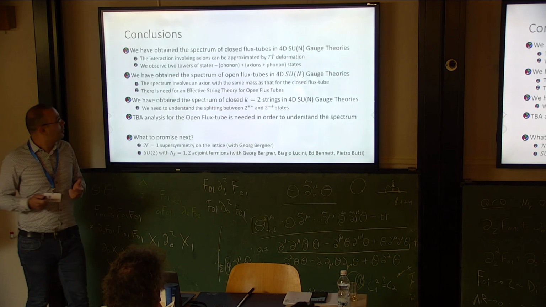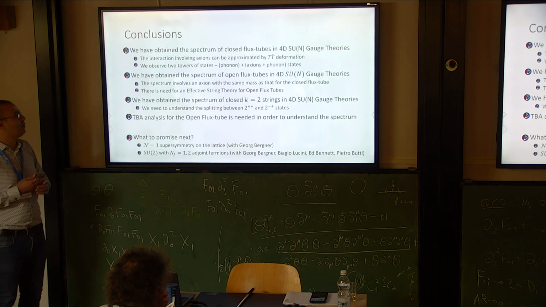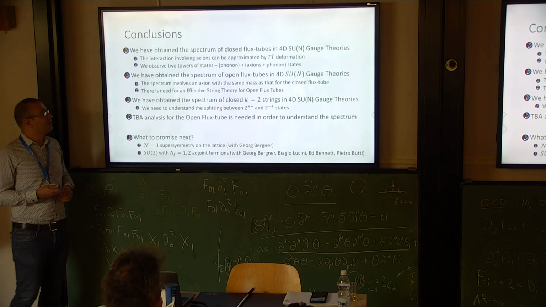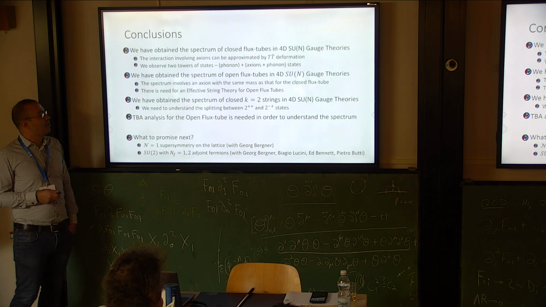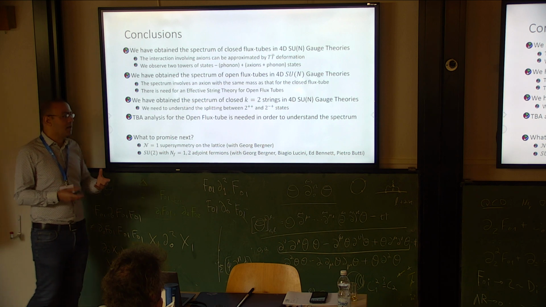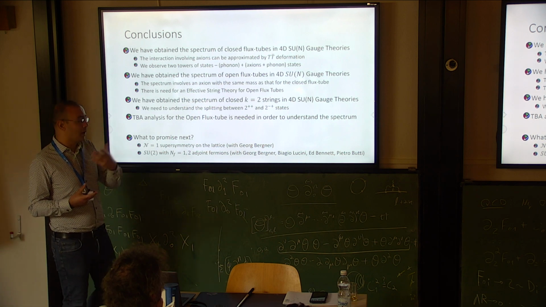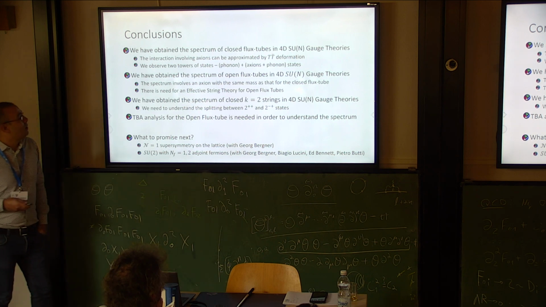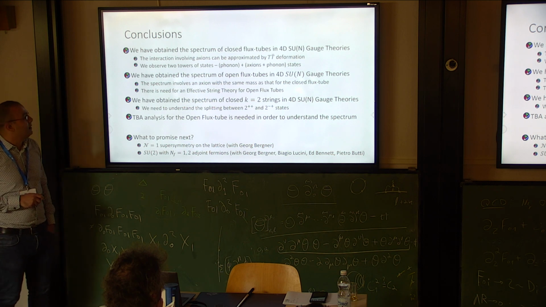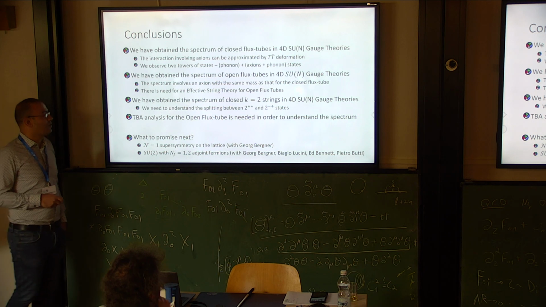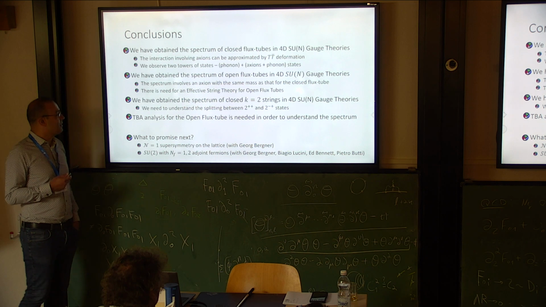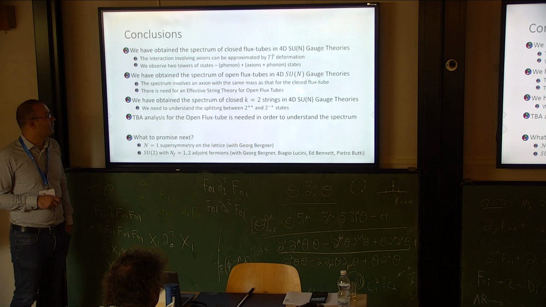Okay, so let me conclude. We have obtained the spectrum of closed flux tubes in 4 dimensions. The interaction involving axions can be approximated by the T T-bar deformation, and we actually observe 2 towers of states, one tower with phonons and one tower with axion and phonons. We have obtained the spectrum of open flux tubes in 4-dimensional SU(N) gauge theories. Again, the spectrum involves an axion with the same mass as that of the closed flux tube, and there is the need of an effective string theory for open flux tubes.